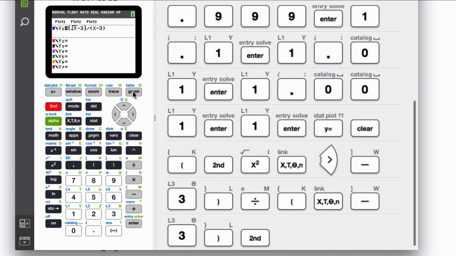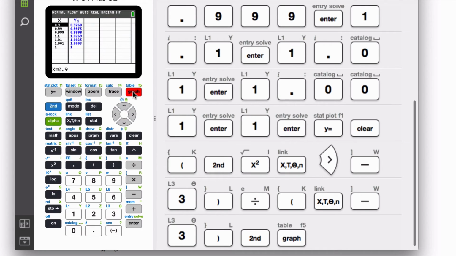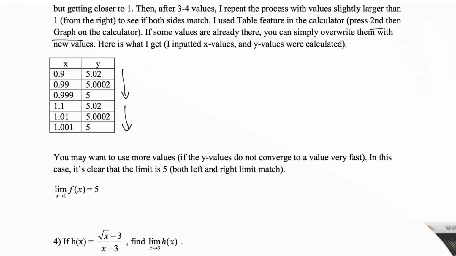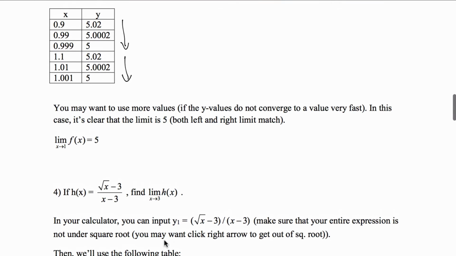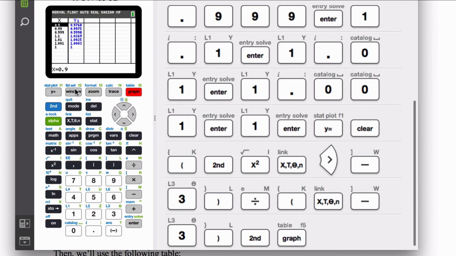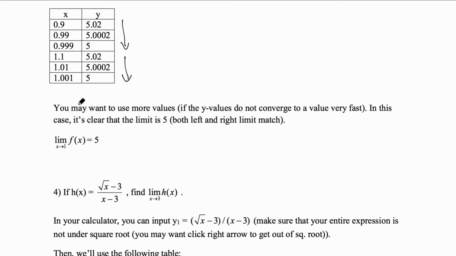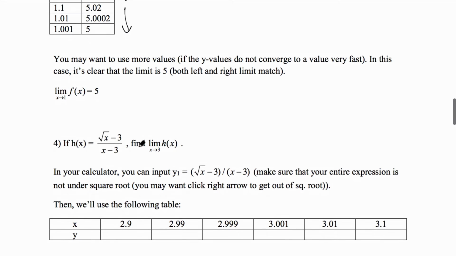Anyway, second graph, notice how we go straight to the table. Notice how previous values are there, type over them. I think we wanted to approach limit as x approaches 3. Okay, so how do we do this? Right now, notice the values that I have. Maybe pause this video, think about it, and try to input this. And when you get back, we'll compare it.